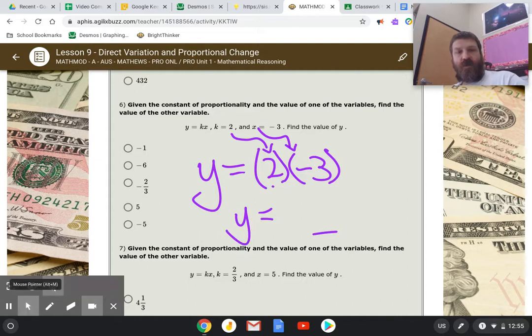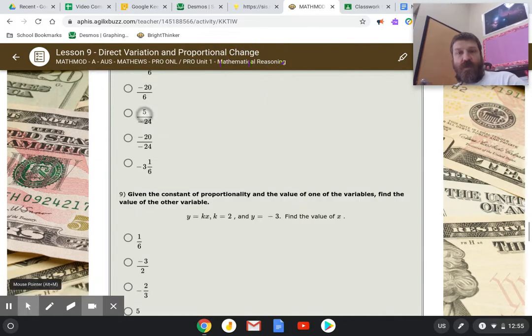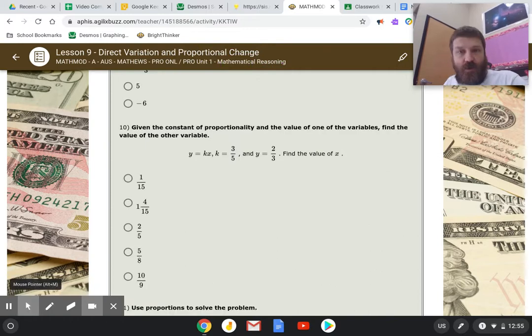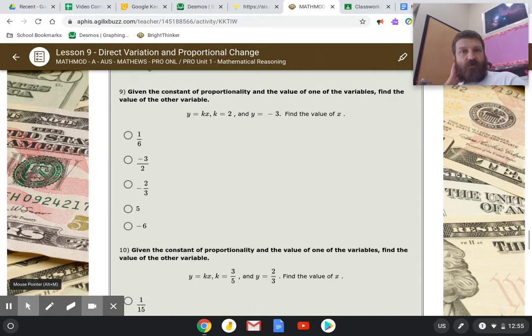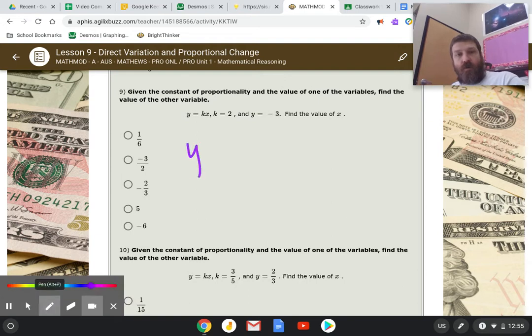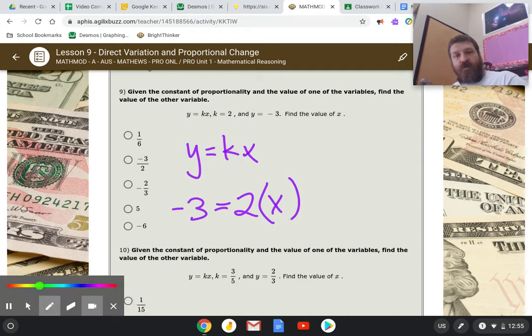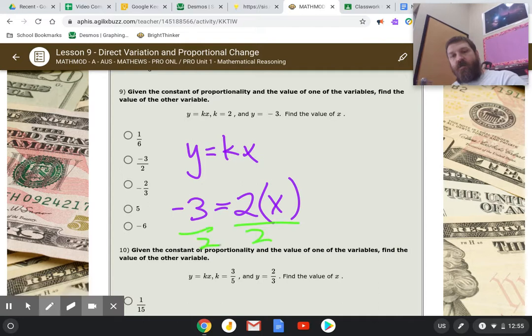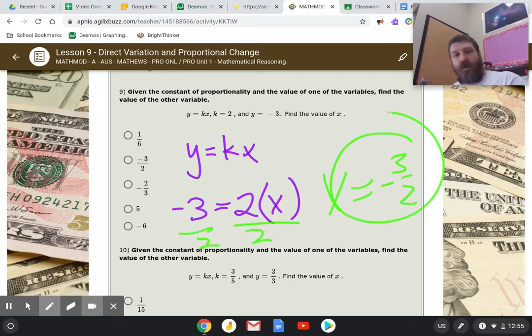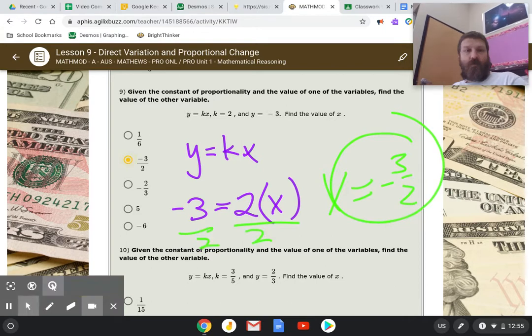That's all you do for number 6, number 7, number 8, number 9, and all you're doing here is solving for either x or y. So if they give you values for k and y, then you're going to take this formula, y equals kx, and plug in for y, which is -3, equals 2, which is k, times x. Solve for x. Well, if I want to solve for x, then I'm going to divide by 2, and x equals -3/2. And we have that as an answer choice right there.